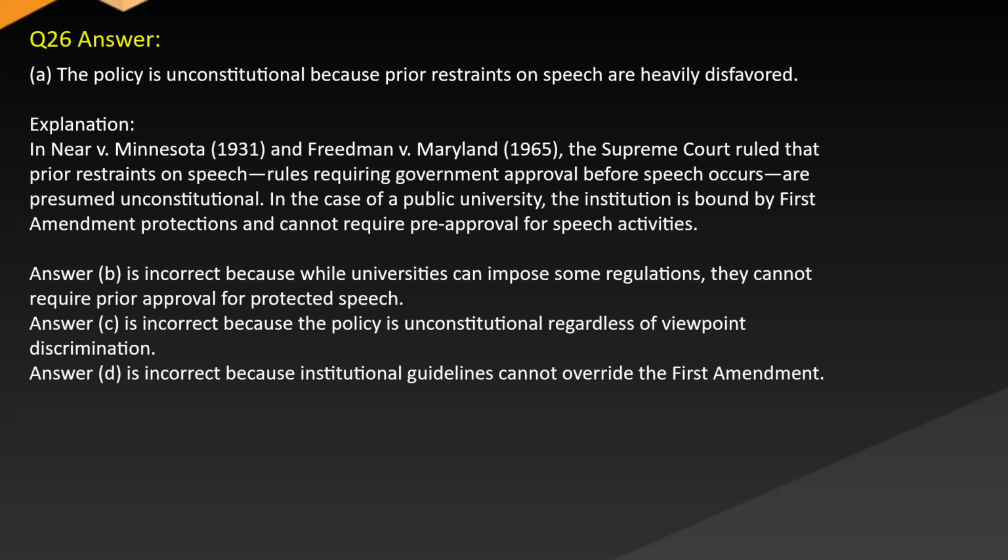Answer D is incorrect because institutional guidelines cannot override the First Amendment.